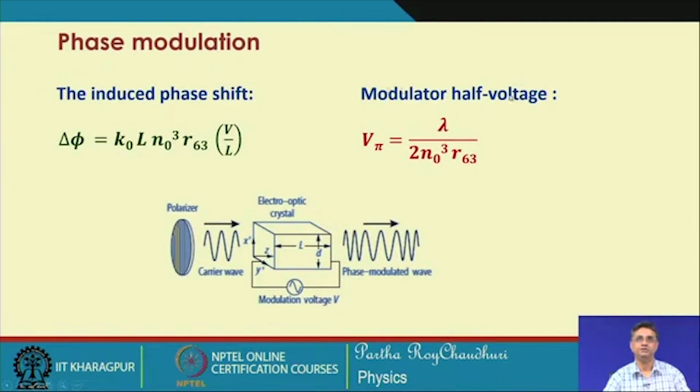Now, for phase modulation, we have seen that this delta phi will be equal to this, and the modulator half voltage V pi will be this, and this is the configuration where you have to excite the input polarization, which will be coinciding with either the x axis or y axis, and light will be travelling along the z axis. Then the light which is coming out of the crystal will be only x prime polarized, but the phase will be modulated, because the refractive index is being modulated by the externally applied voltage, and we will see this.